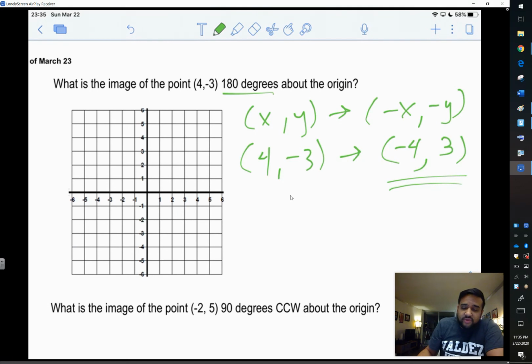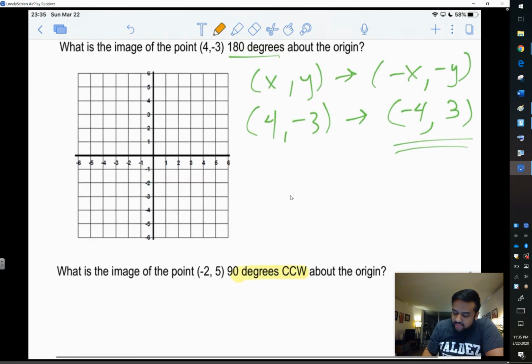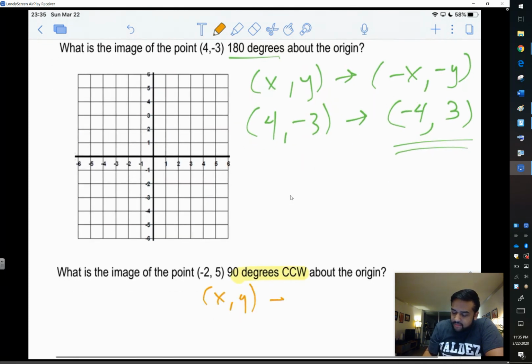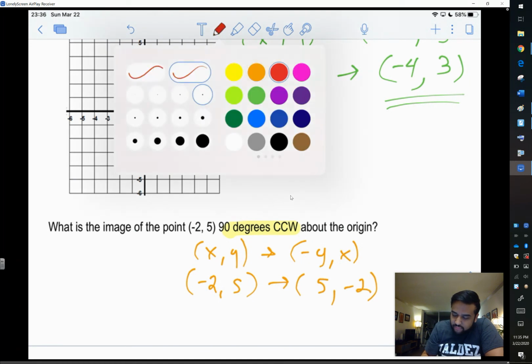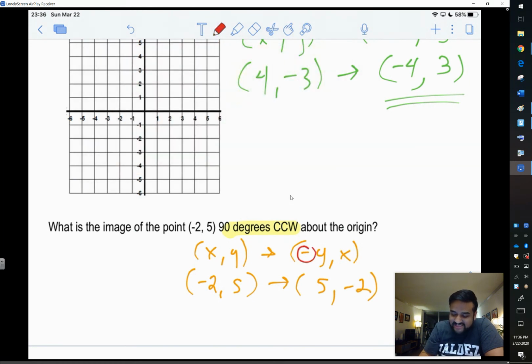Finally, what is the image of the point (-2, 5) rotated 90 degrees counterclockwise about the origin? What's the rule for that? Oh yeah, the rule for that one is (-y, x). So plugging in my coordinates (-2, 5), okay, gotta be careful here. (-y, x) means I'm gonna swap my coordinates, right? So let me go ahead and do that first. 5 here, -2 there. The y value, which is in the x position now, gets an additional negative. So my answer should be that.